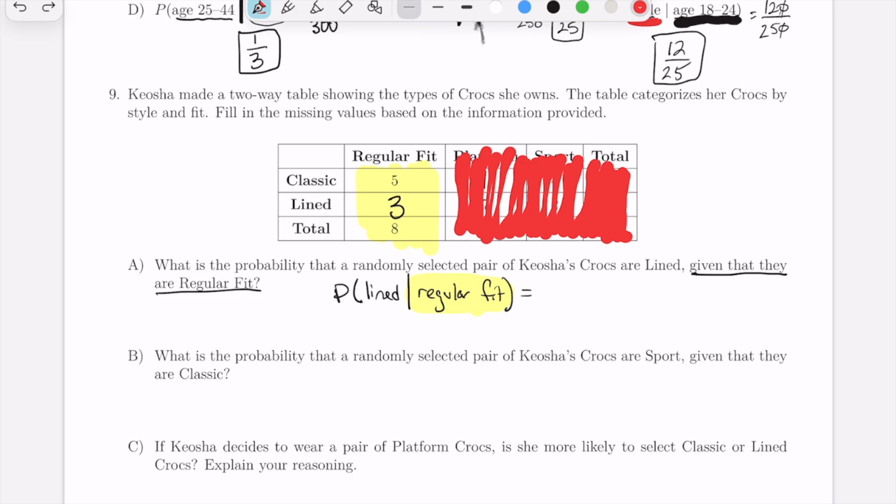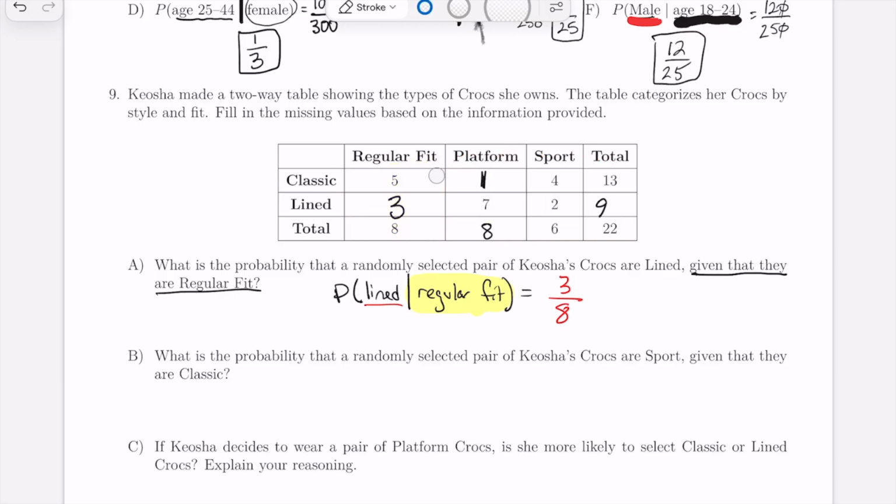Knowing that I can only look here, this is a much easier problem. Find the probability that something is lined. Well, there were 3 lined, so I'll put 3 out of the total, which is 8. There we go, 3/8. That's it. I'm going to bring these back so that I can see them to do the rest.